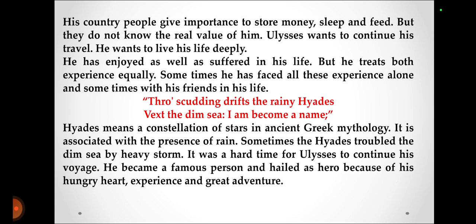Hyades. What is the meaning of Hyades? Hyades means nothing but only a group of stars that indicates rainy weather, and it is associated with the presence of rain. Sometimes the Hyades trouble the dim sea by heavy storm. That means sometimes he suffered a lot at the time of heavy rain during his voyage. And it was a hard time for Ulysses to continue his voyage, and he became a famous person and people treated him as a hero because of his hungry heart, experience, and great adventure.